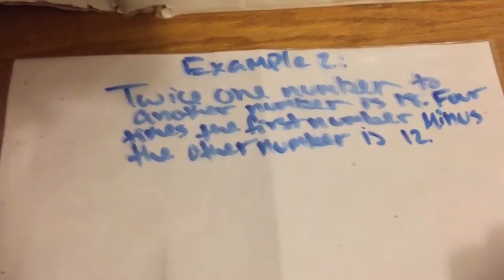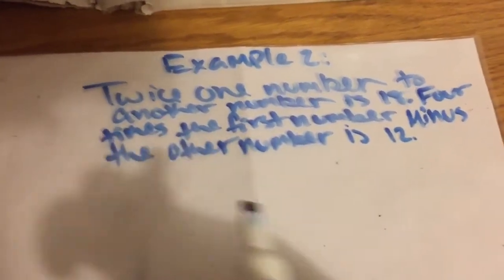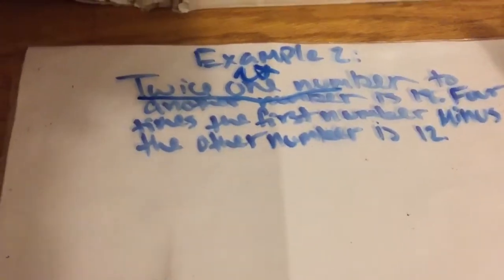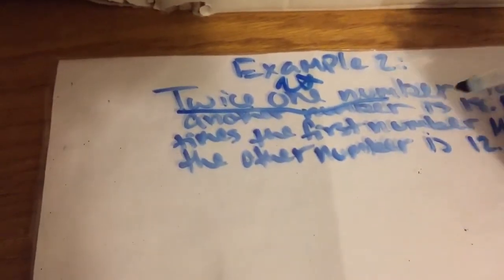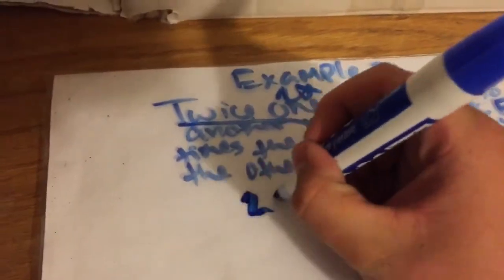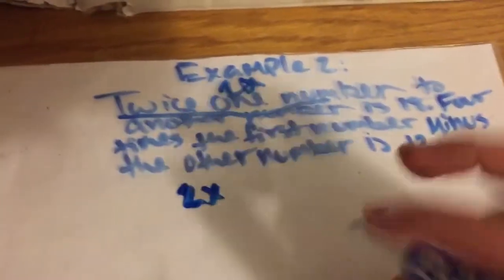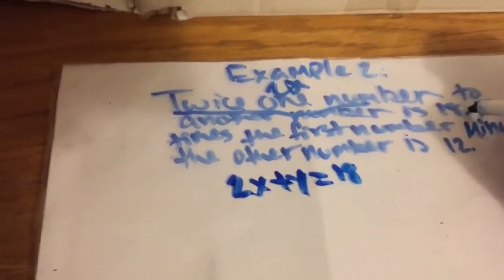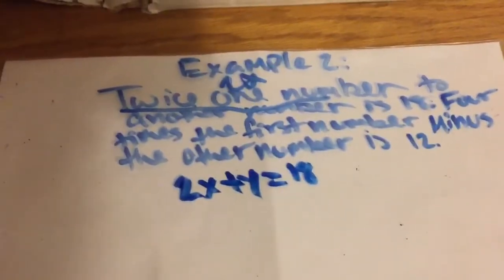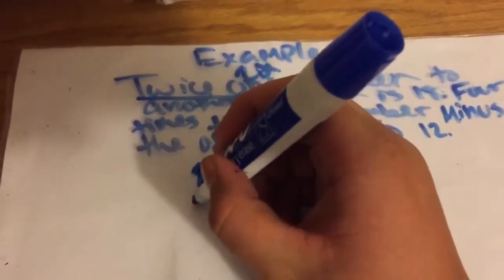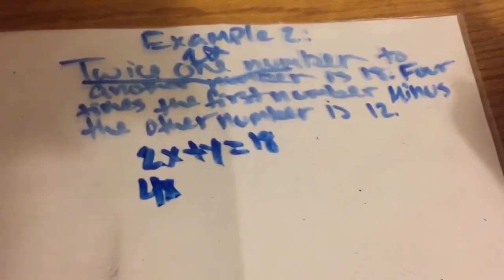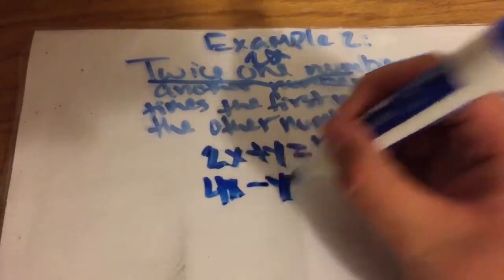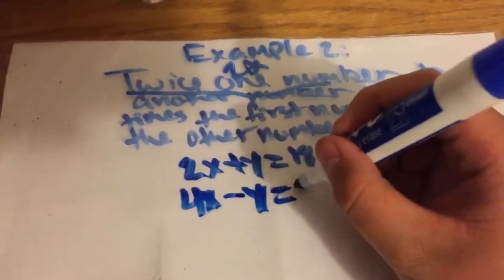Alright, next in example 2, they give it to you in a verbal form and you need to change it to an algebraic form. So twice one number, which is going to be 2x, to another number, which is y, equals or is 18. So let's write that out. 2x plus y is or equals 18. Next, because you see the period, now you know it's the next equation: 4 times the first number, which is x, so 4x, minus the other number, so minus y, is 12 or equals 12.